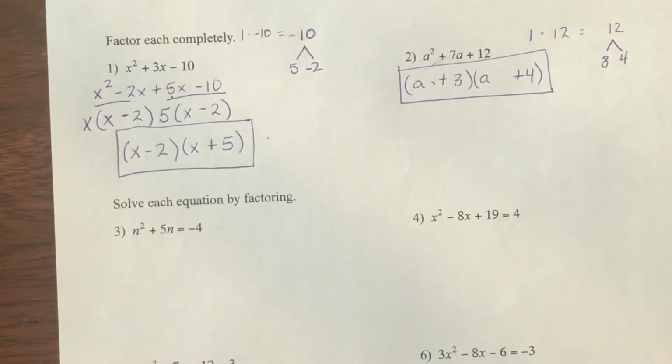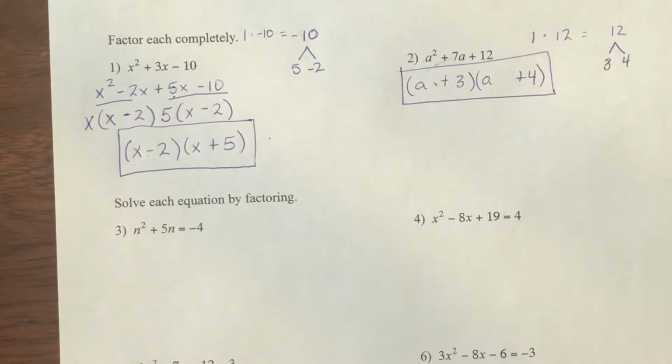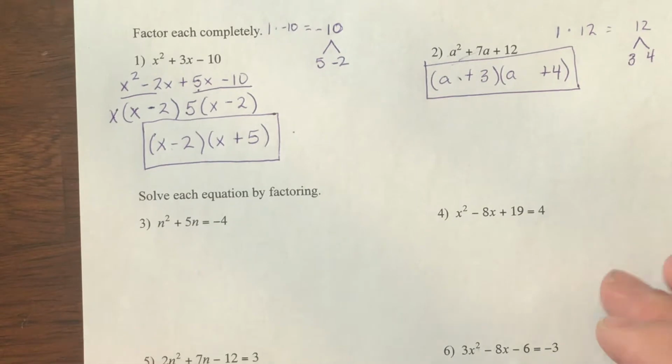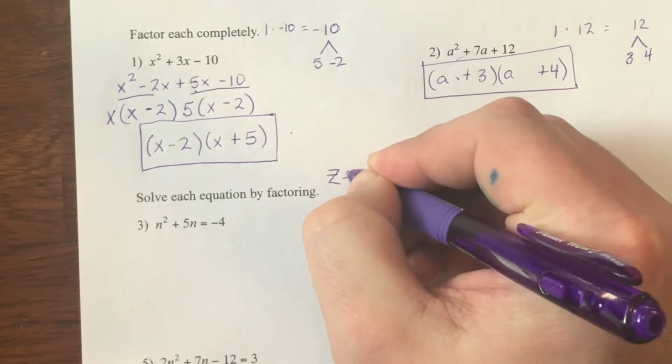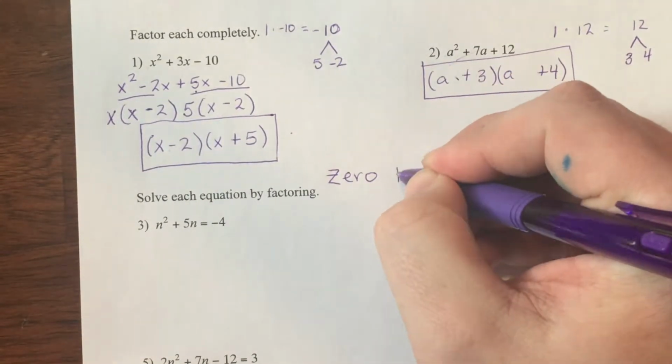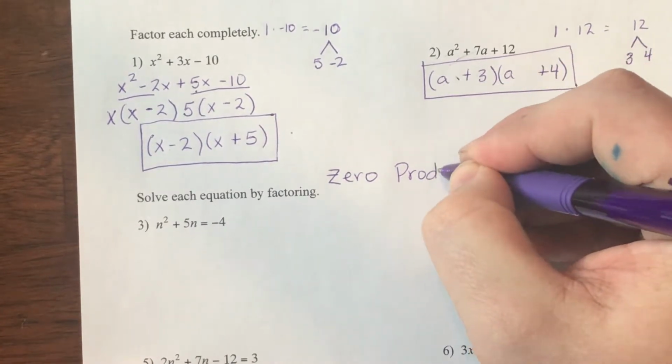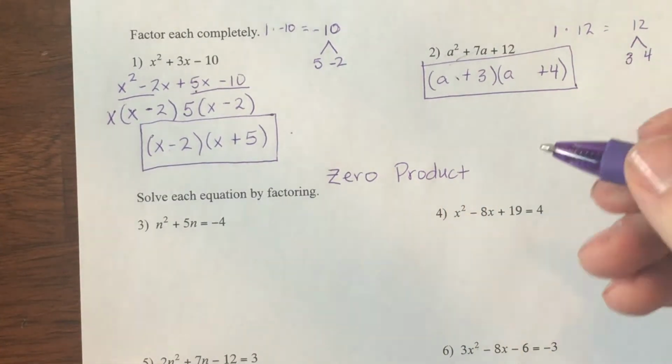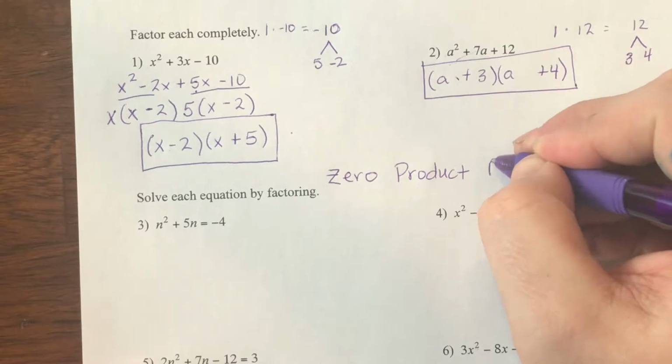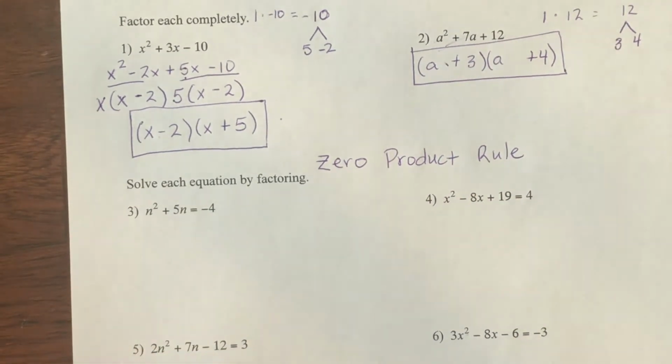You know how to do that. So what we want to do is take it just a step further. We want to actually solve the equation by factoring. And what this is called is the zero product rule.